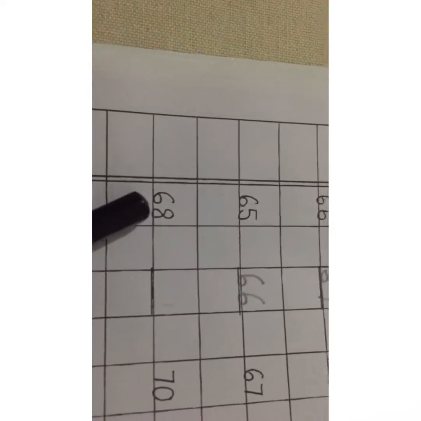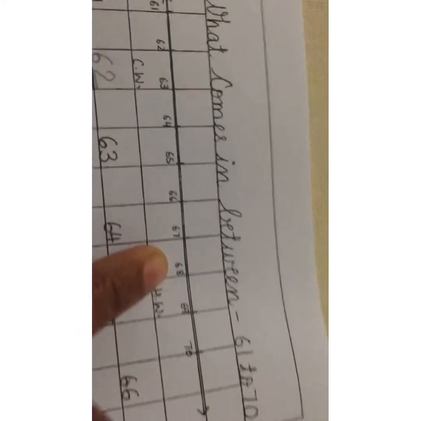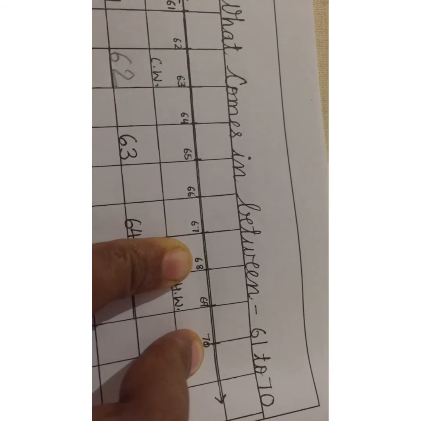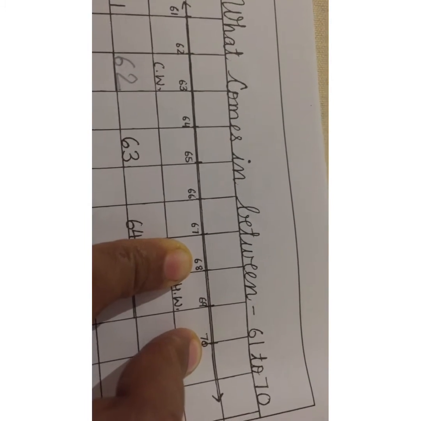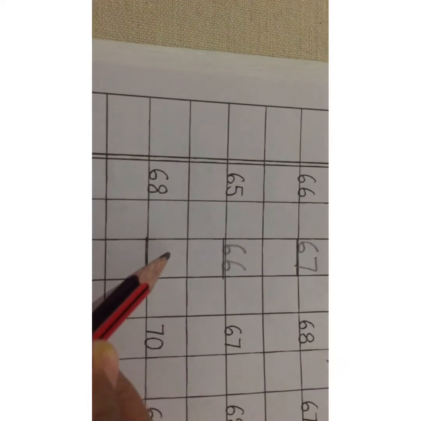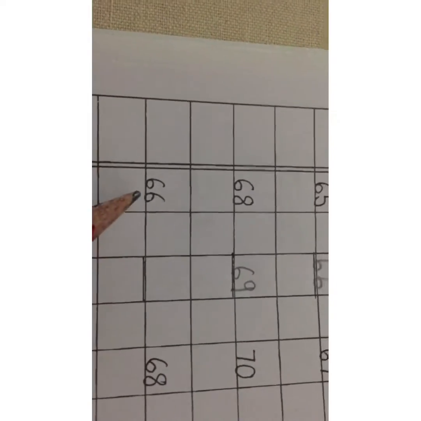We will write 66. This is 68 and this is 70. We will look for 68 and this is 70. Which number do we see in between? 69. We will write 69 here. The next number is 66 and this is 68.